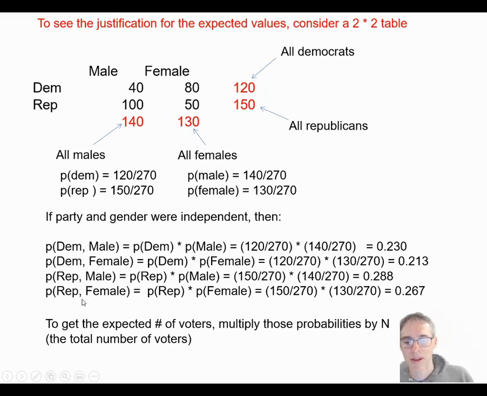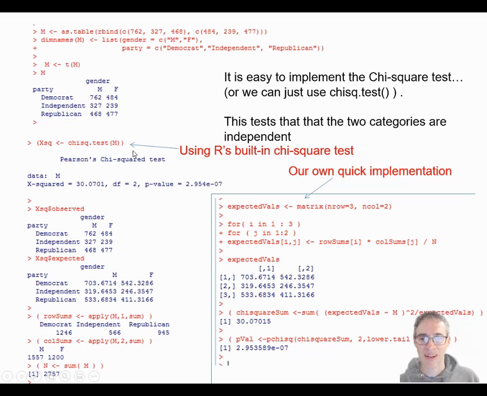So the probability of being Republican and female is just the probability of being Republican times the probability of being female. If I want to get the expected value, assuming the null hypothesis is true, that there's no interaction between the rows and the columns, I just take this joint probability and multiply it by n. So let's go back to our 3x2 table and see how this works.